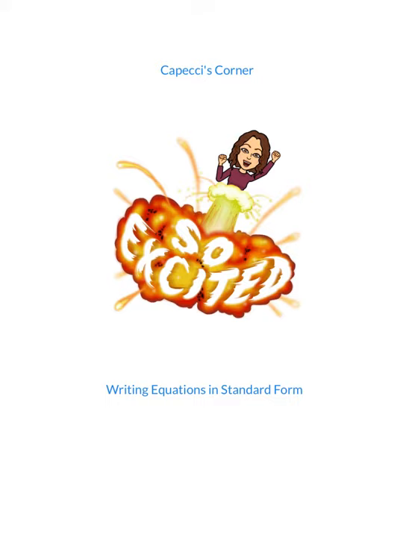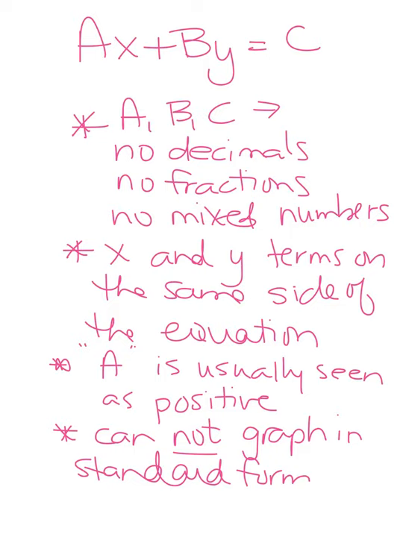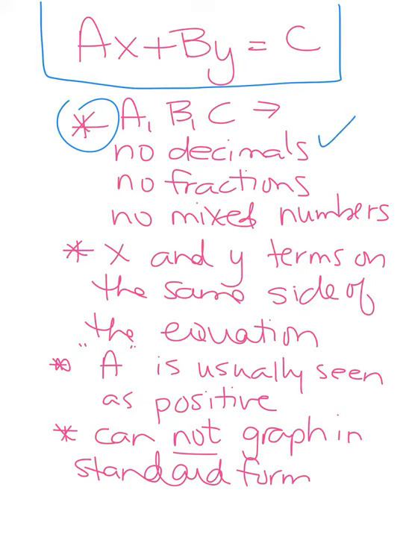Today we are writing equations in standard form. When writing standard form, we use the equation ax plus by is equal to c. There's a couple rules that we have to follow. The numbers, the coefficients a and b, along with the constant c, no decimals can be used, no fractions, and no mixed numbers.